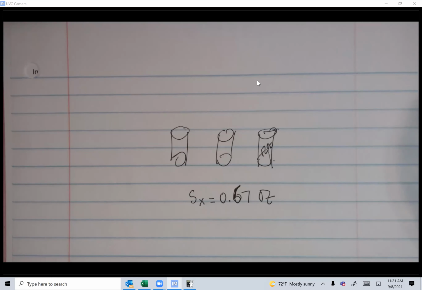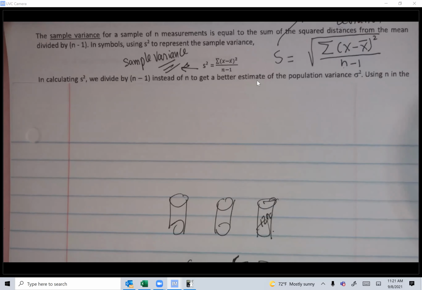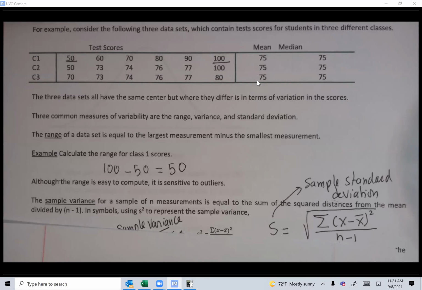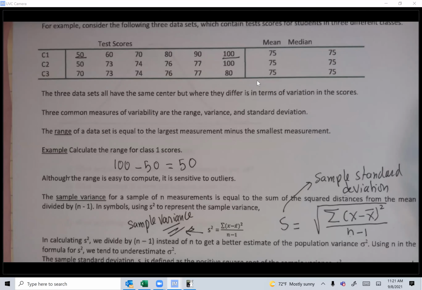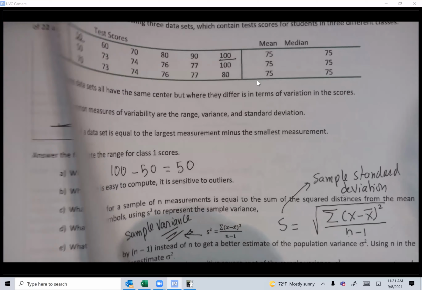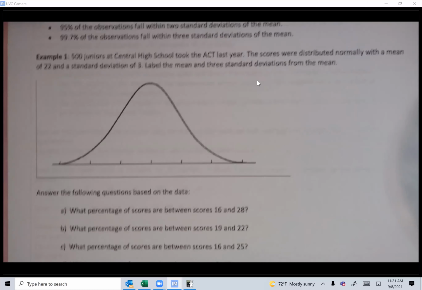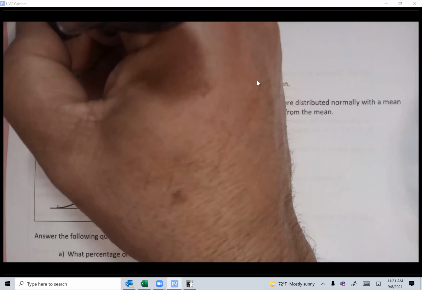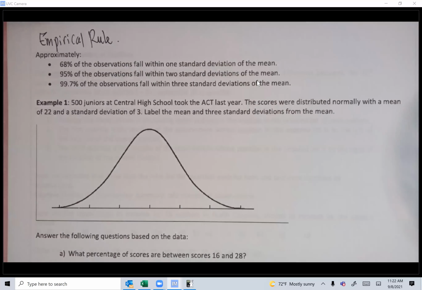Very good. Okay. One more thing in section 2.4 before we wrap it up. That's right here. It's the empirical rule. I'm going to explain this rule to you and tell you what that means. Okay, the title here should be Empirical Rule.